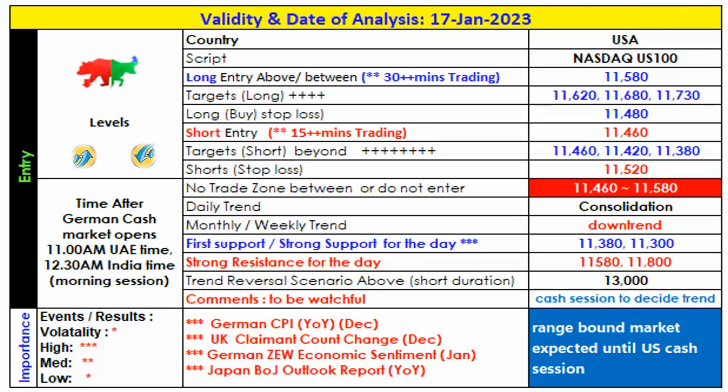And short targets are 11,420 and 11,380. Excuse me, probably 11,460, please ignore. So actually, after 11,460, the immediate targets will be 11,440, 11,420 and 11,380. And short stop losses can be 11,520.